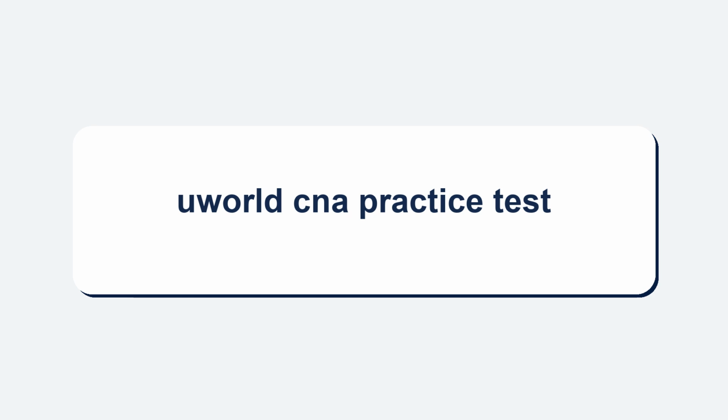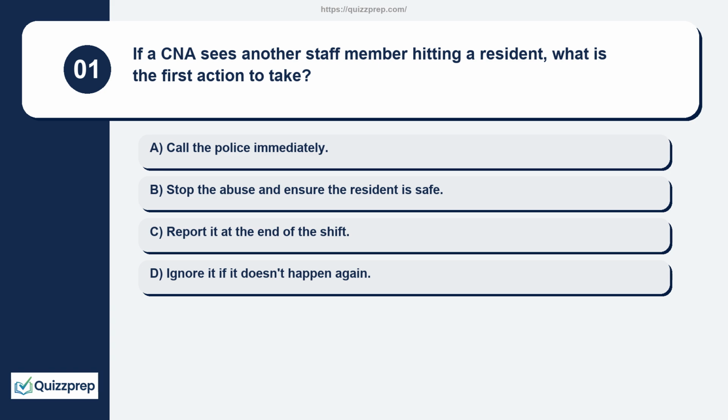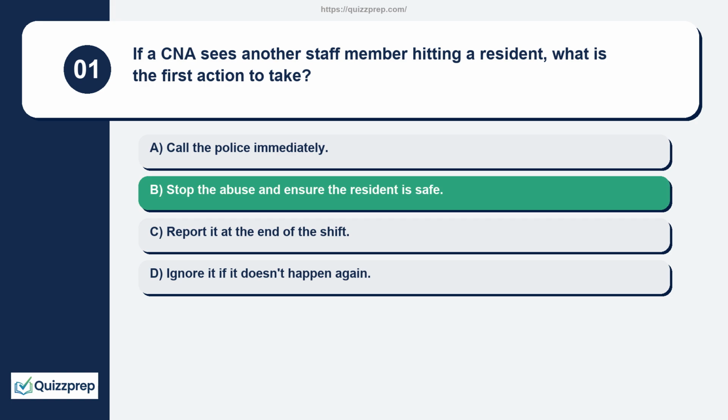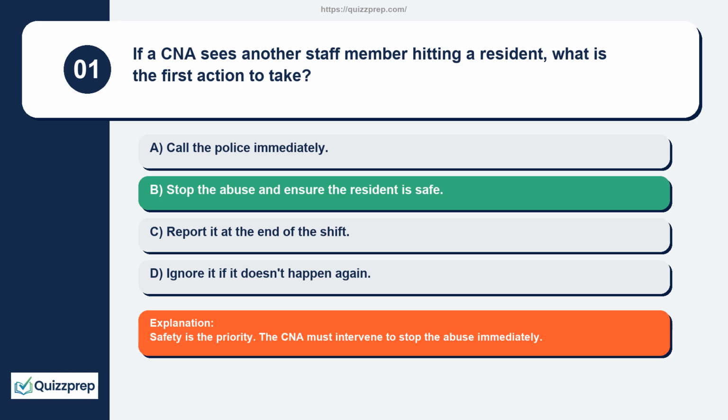UWorld CNA practice test. Question 1. If a CNA sees another staff member hitting a resident, what is the first action to take? Call the police immediately. Stop the abuse and ensure the resident is safe. Report it at the end of the shift. Ignore it if it doesn't happen again. Safety is the priority. The CNA must intervene to stop the abuse immediately.